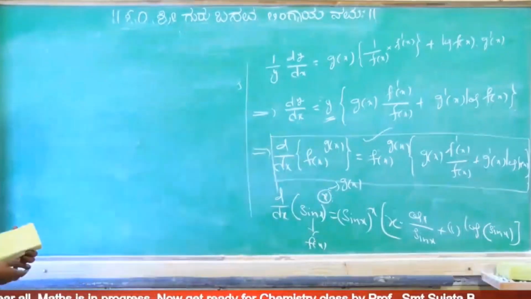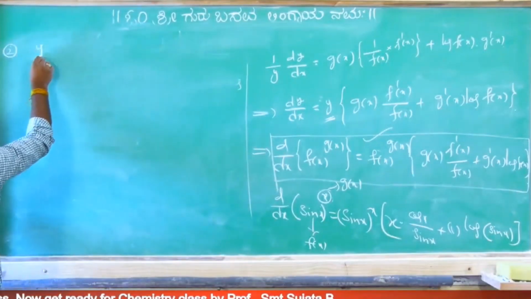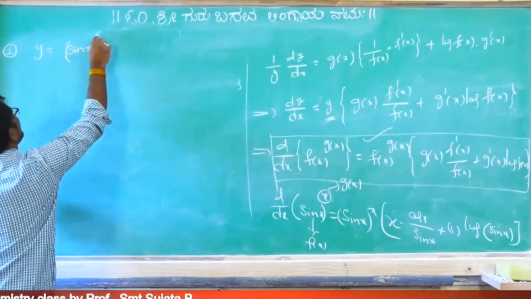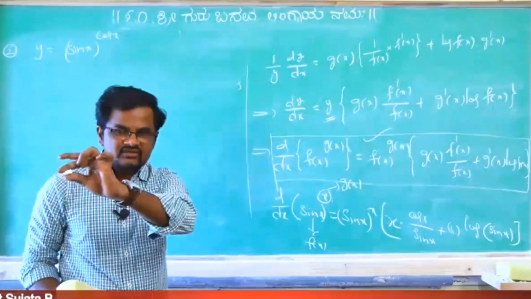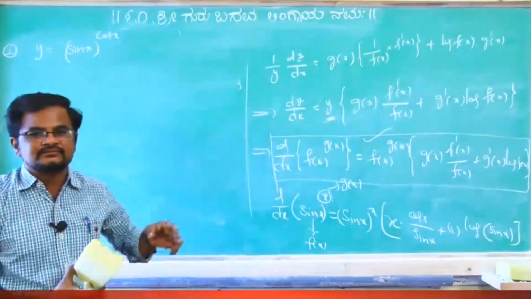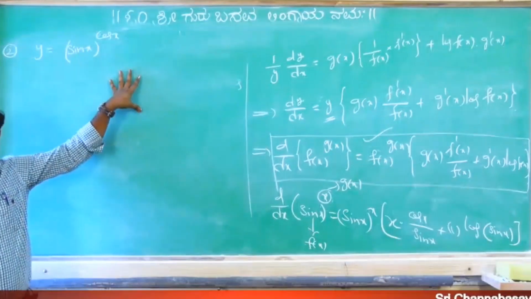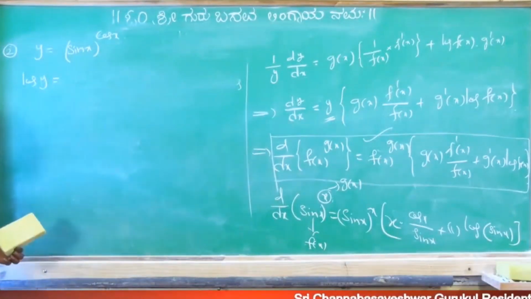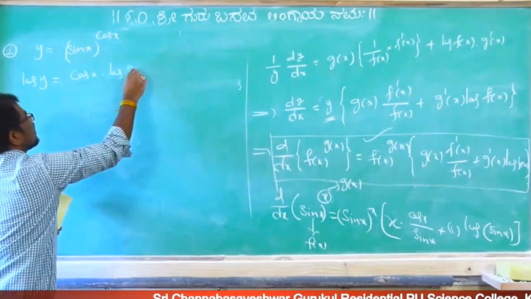Take one more problem in this one. Y equal to, suppose they have given sin x whole power cos x. Same thing we have to do. In theory, what we have to do? Taking log on both the sides. If you take log on both the sides, what will you get? Log y equal to log of this one, means cos x into log of sin x.